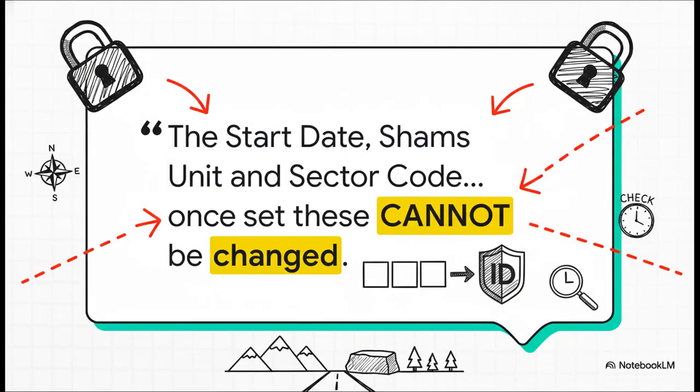Okay, stop for a second, because this is probably the most important warning in this whole process. Seriously, these three things, the start date, the unit, and the sector, are permanent. Once you set them, they are locked in for good. They're used to create the trip's permanent ID, so double-check them, triple-check them, get them right.